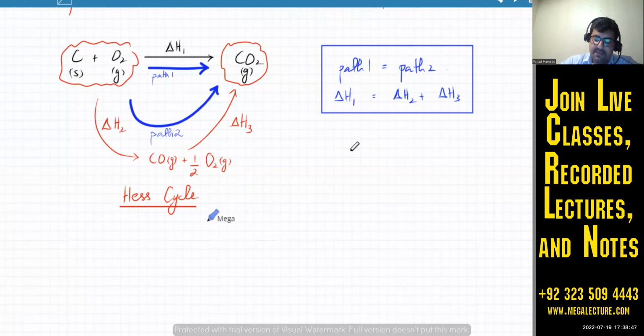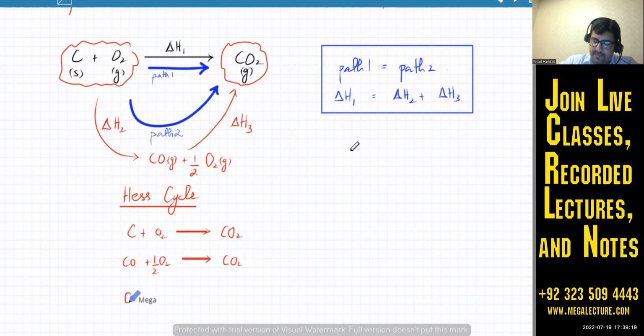Yes, I got it. So basically, what the Hess law or the Hess cycle did was that you had 3 completely separate reactions, which had nothing to do with each other, like carbon burning in oxygen to produce carbon dioxide, right? Then you had carbon monoxide burning in half oxygen, and it was producing carbon dioxide as well. And then you had carbon burning in half oxygen to produce carbon monoxide, right?